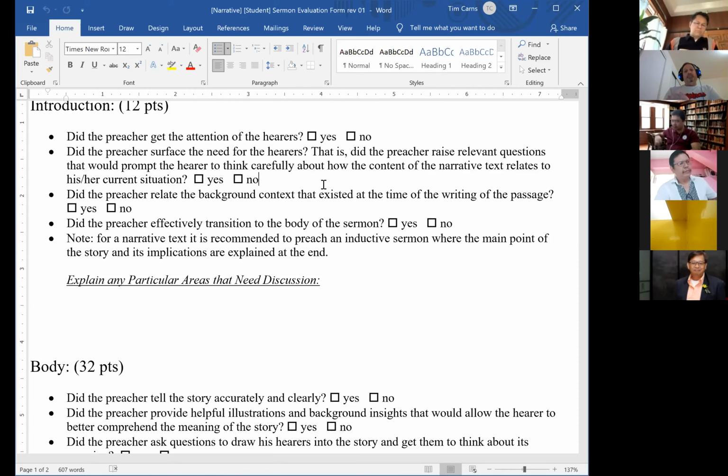Now, there are a couple of situations where you want to extend that introduction a little bit. One is if there's a lot of background to the book or passage that you need to tell them, to give them a right foundation as you go through the passage. So you might need a longer introduction. A second reason for a longer introduction may be the need. As you're surfacing the need, you may need to take more time on that.